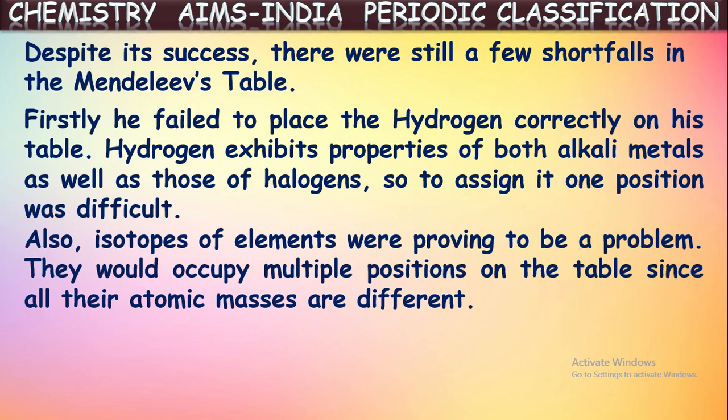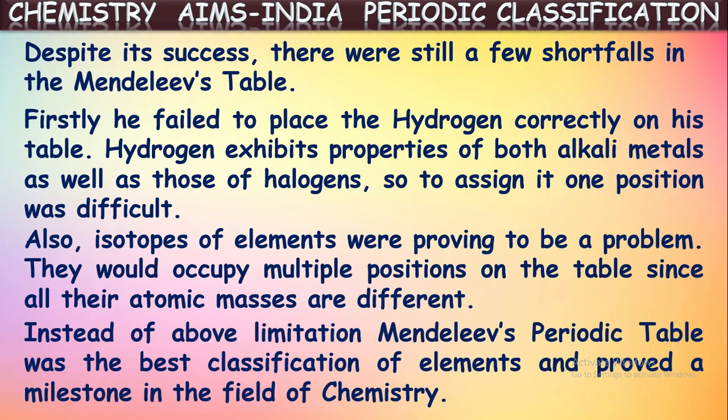As there are three mass numbers, they should be given three places for carbon in the periodic table based upon the masses. But he could only provide one place for carbon. So in this way, it became a problem to set isotopes into the periodic table. This we can say is one limitation. They could occupy multiple positions on the periodic table since their atomic masses are different, but he could give only one position for an element as their properties are almost the same.